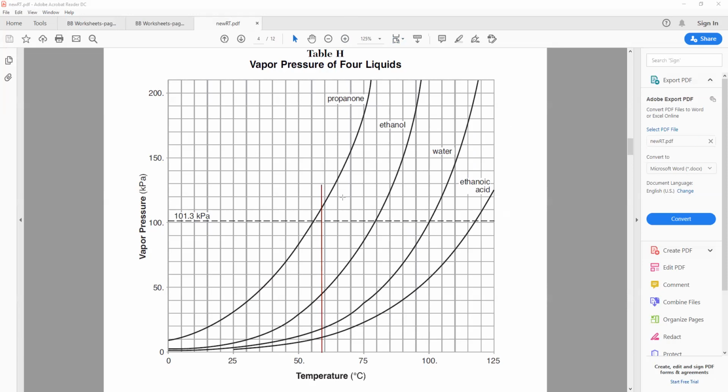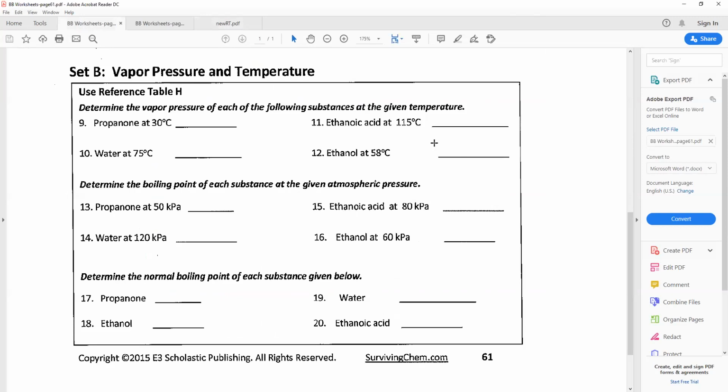And they're asking me for ethanol. So, for the point for ethanol, I'm just going to follow the graph. This is the point. Come across. And I'll see it's approximately at 44, not degrees Celsius, kPa, please. Approximately 44 kPa.